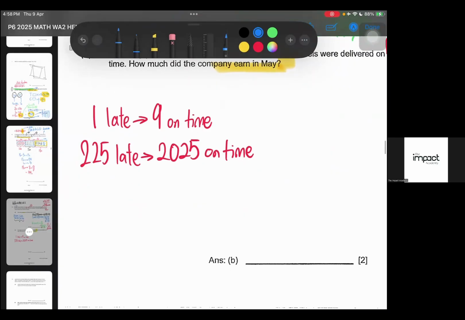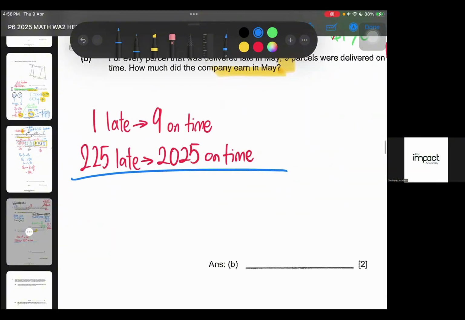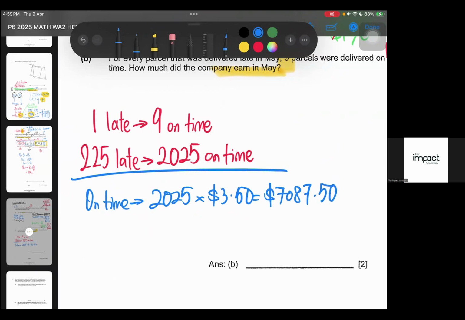Well, very simple, right? To find how much earned in May, because late parcel and on time parcel is a different amount, but very simple. For on time parcel, so I will just say on time. On time is how many? 2025, right? 2025 times $3.50. I'll help you with the calculation, which is equal to $7,087.50. That is if it is on time. This is how much they'll make.